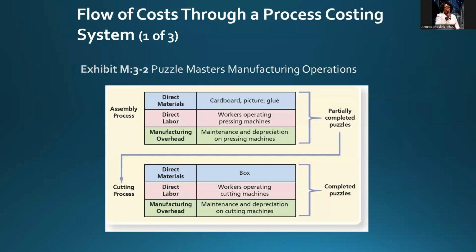So after the puzzles go through the cutting process, they are fully assembled, they're packaged, and then they're stored in the finished goods inventory, ready for sale. So at each stage, Puzzle Masters carefully tracks and assigns the production costs to ensure accurate cost management across the entire production process.